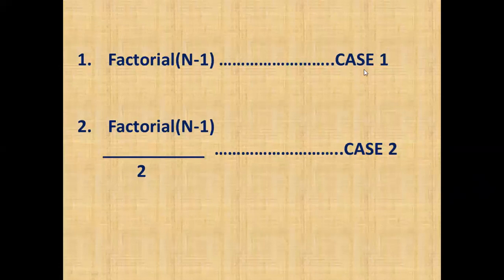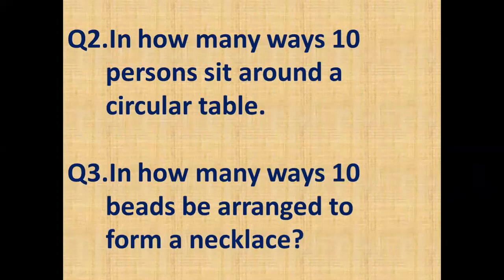So you just remember two formulas: case 1, factorial n minus 1; case 2, factorial n minus 1 divided by 2. In the first formula, clockwise and anti-clockwise are taken into consideration, meaning order matters. Here order doesn't matter. It would be clearer with the help of one example. Let us say I ask you in how many ways 10 persons can sit around a circular table. Then you can say our answer would be factorial 10 minus 1, that is factorial 9. But if I ask you in how many ways 10 beads can be arranged to form a necklace, then you would say the answer would be factorial 9 divided by 2.